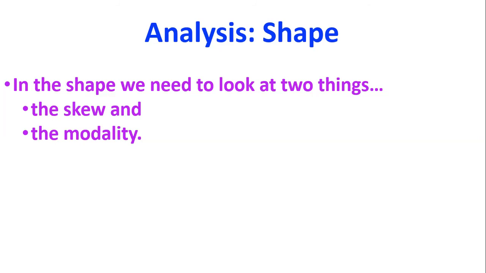We want to look at the shape of our distributions now and compare those two shapes. So there are two things that we need to look for. We need to look at what the skew of the data is, if there is one, and the modality, so how many modes are there, how many peaks. So let's start with the skewness.